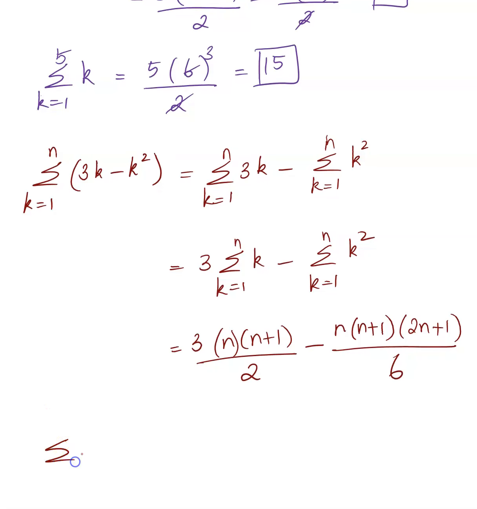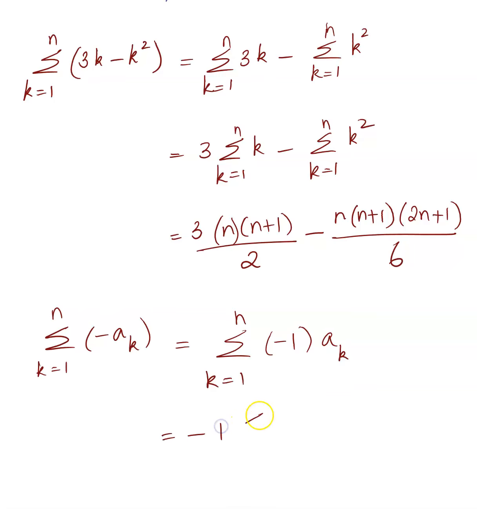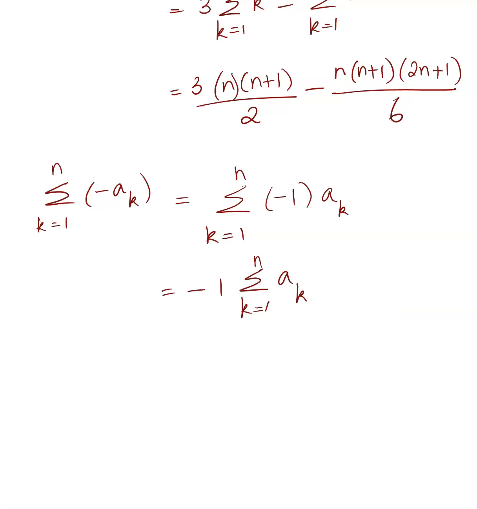Now if we were given summation, let's say k from 1 to n of negative ak, what we can do now is separate the negative as negative 1 times ak and treat that as a constant, and that can be brought out. Negative 1 summation k from 1 to n of ak, because remember, the constant multiple rule says if you have a term that does not contain k in it, then that is a constant and can be pulled out outside the summation, so we can focus only on adding the ones that involve k.